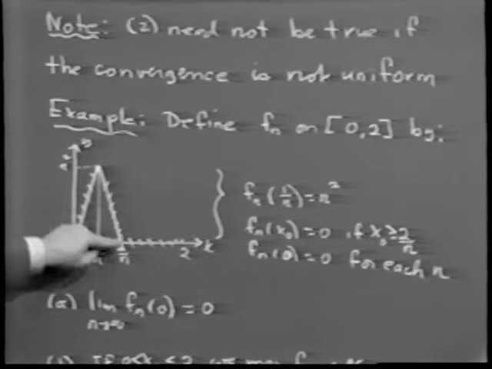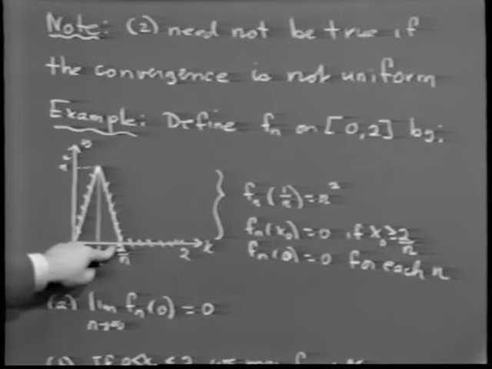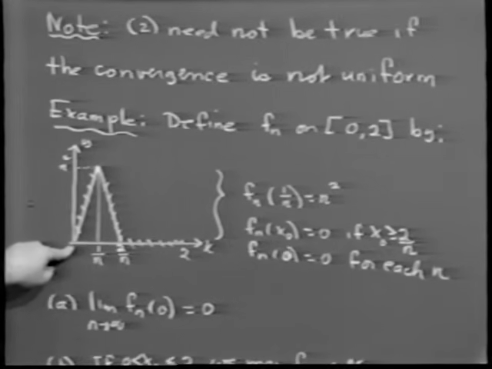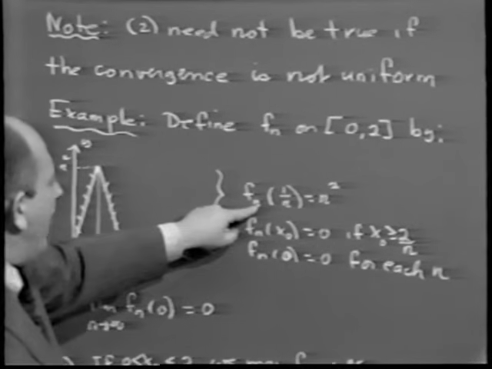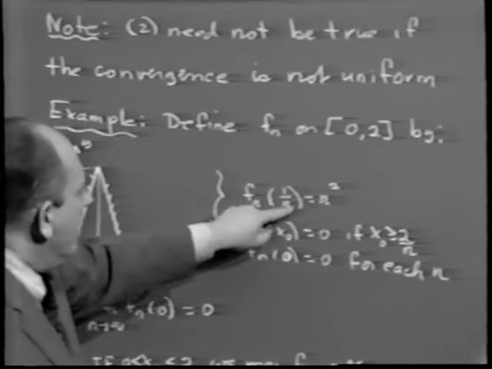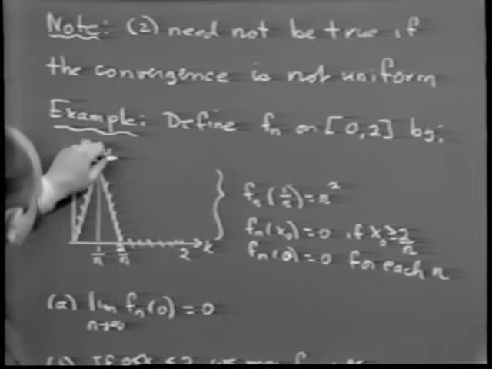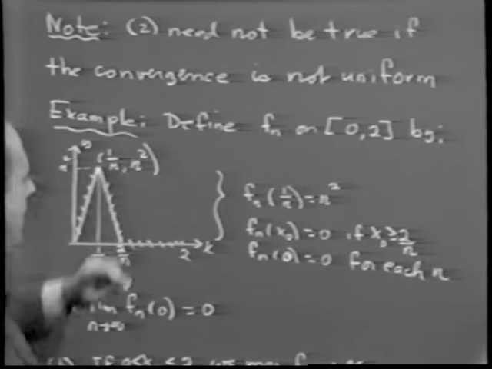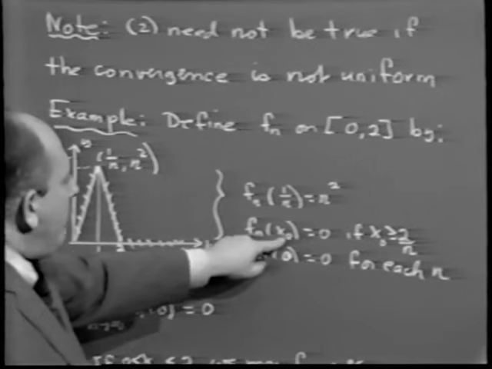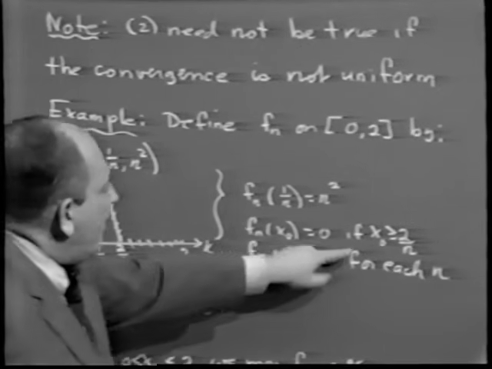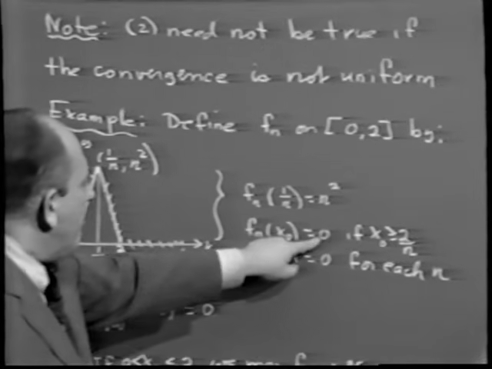I'll come back to this on the next board to show you why I chose this, but let's make a few observations just to make sure that you understand what this function looks like. I'll just make a few arbitrary remarks about it. First of all, for each n, f sub n of 1 over n is n squared. That's just another way of indicating a label for this point. Secondly, my claim is that for any number x sub 0, if x sub 0 is greater than 2 over n, f sub n of x0 must be 0.